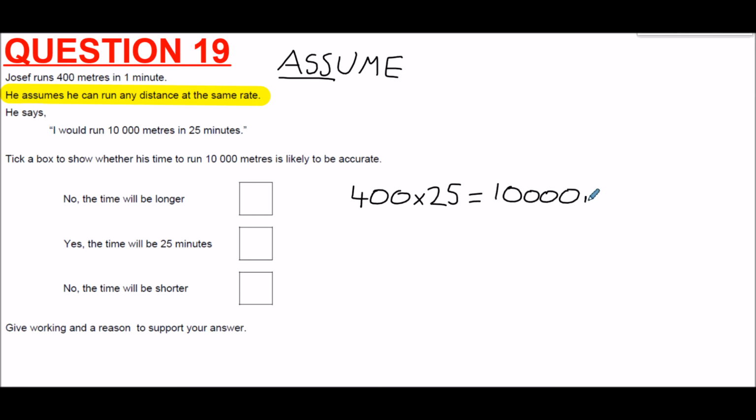So you'd be thinking that perhaps he's reasonable. But just think about it. 400 meters in 1 minute. The shorter the distance, the faster you can run at. For example, Usain Bolt can run, or could run, 100 meters very fast indeed, but you can't keep that speed up for very long. You can only keep that speed up for seconds. So in 25 minutes, Joseph's a human being. What will happen? He'll have to slow down. He can't keep that speed up for very long. So although the assumption is tempting to tick, yes, he's right, actually no, the time will be longer. This is why you need to apply the maths to real life. So there's a working, and the reason is his assumption is incorrect.